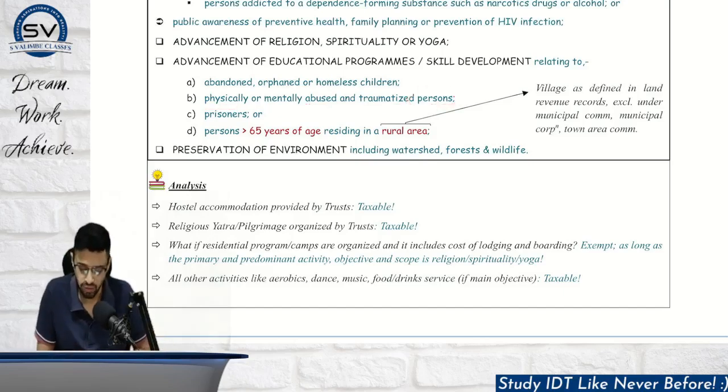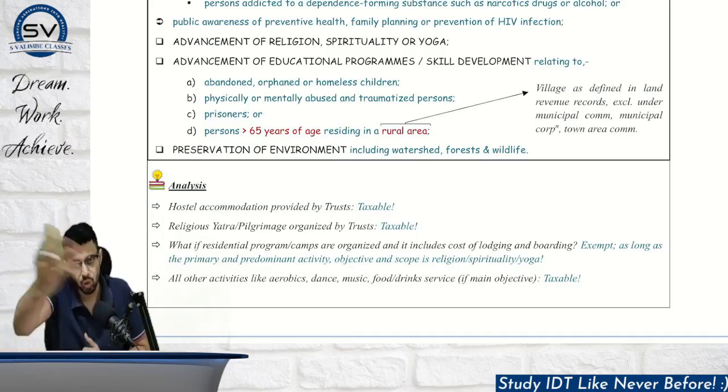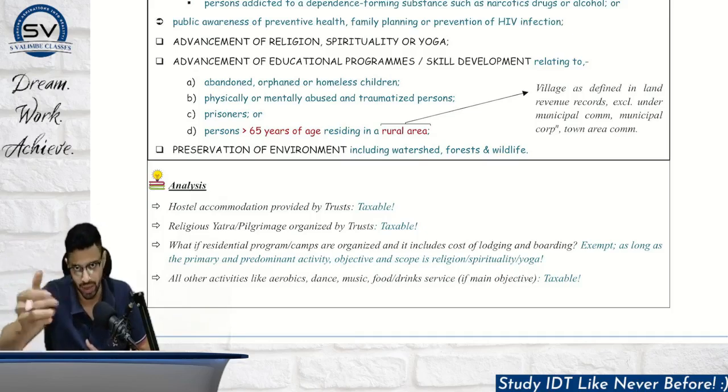Trauma can be any kind of thing. Physical, mental abuse can be any kind of thing. Prisoners who are in jail. So if I go and teach certain jailed people, in that case I won't be charging GST. But the way I'm teaching you all, I'm going to charge GST with respect to any consideration.